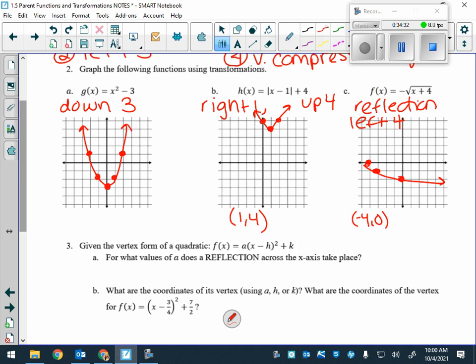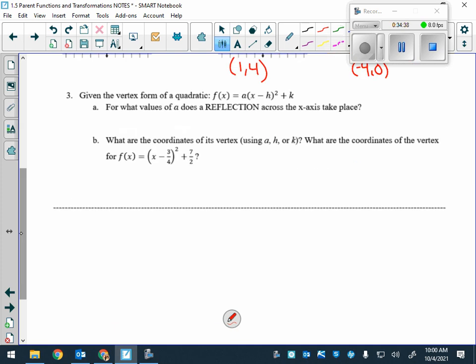Okay. Questions on those 3? Okay. For 3A, for what values of A does a reflection across the x-axis take place? Ryder. Good. When A is less than 0, meaning it's negative. Okay, reflection takes place when A is less than 0.